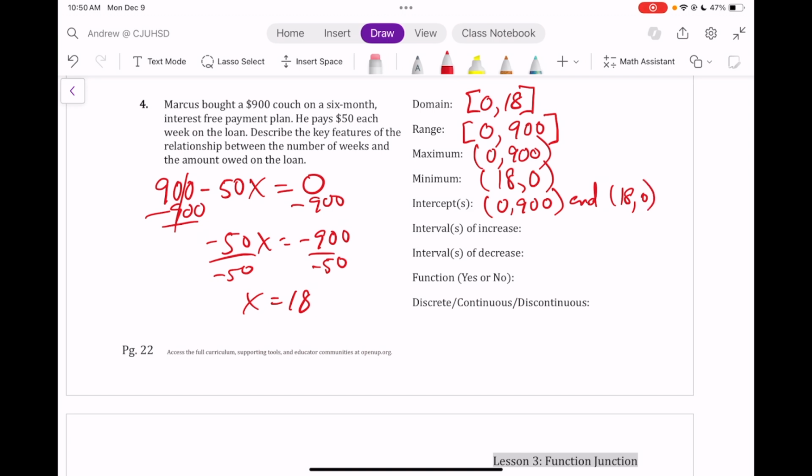Interval of increase? No, it's never increasing. He's always paying this off. So there's none here. And for decrease, the entire domain he's decreasing, 0 to 18. It is a function because at any one week, he only owes one amount. But it is discrete because once he pays off that $50, it's instantly getting paid off.